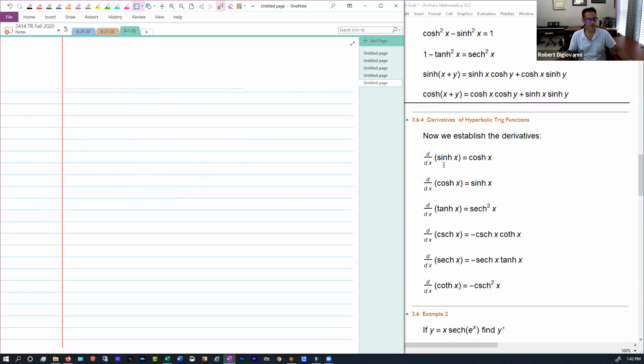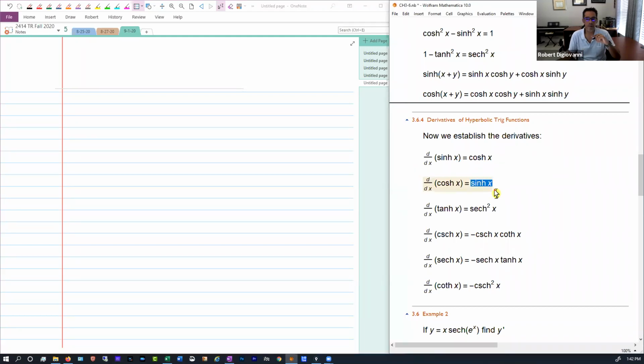I'm telling you that the derivative of hyperbolic sine of x is cosine hyperbolic x. That's very much like what we had in pre-cal: derivative of sine of x is cosine x. But this one's different than what we learned before. The derivative of cosine of x is negative sine x, but for hyperbolic, you see we don't have the negative on the sine. And then we have the rest of the 6 derivatives.